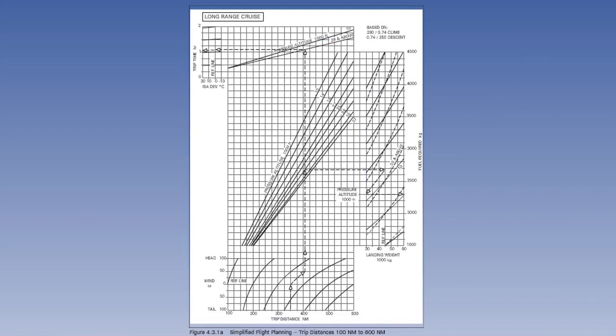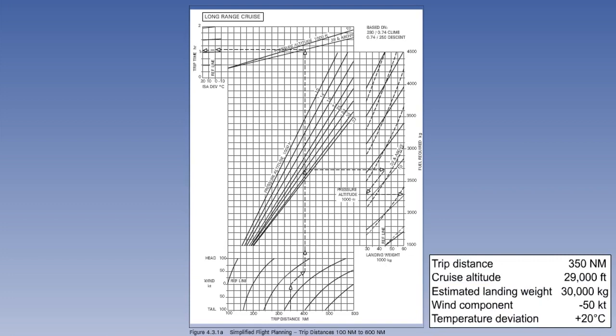Figure 4.3.1a is used to determine the fuel required and time taken for a trip distance of between 100 and 600 nautical ground miles in long-range cruise mode. The following 2 pages have graphs for distances of 200 to 1200 nautical ground miles and 1000 to 3000 nautical ground miles. These graphs are identical in their operation, so we shall use figure 4.3.1a as the example. It is worth noting that this and the subsequent graphs in this section are entered using ground miles. This is because the wind component is an integral part of the graph.